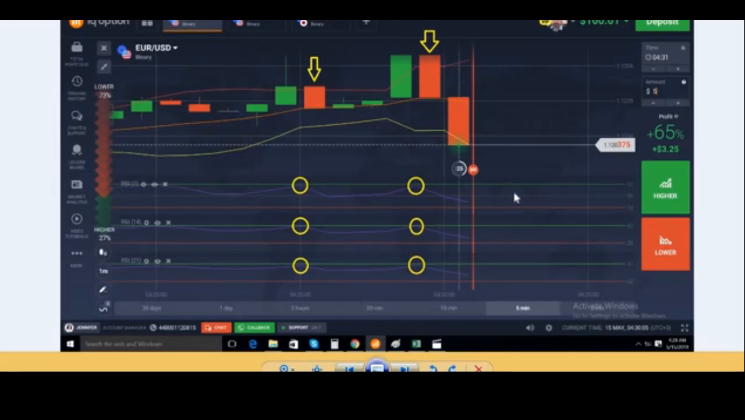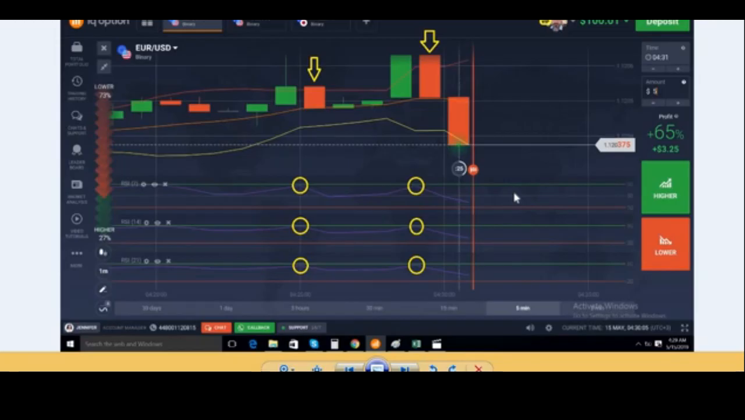Again we see the RSI is touching the overbought. We have a green candle without tail, without head, closing at the upper band of the Bollinger Band. This is a perfect signal. This is not a perfect signal. This is a perfect signal.